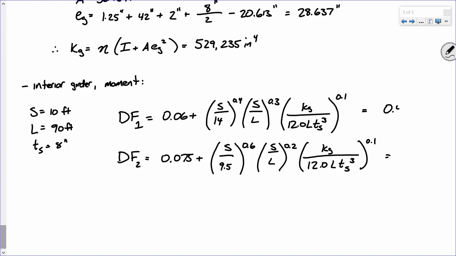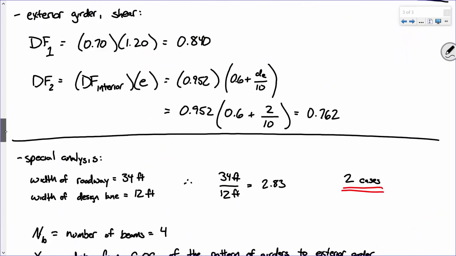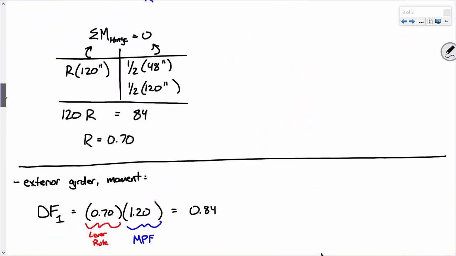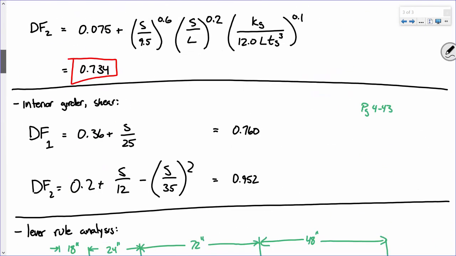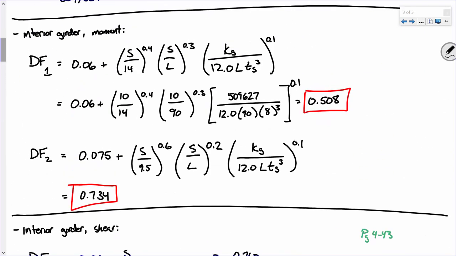.417, and this. Well, hold on. Let me see something. All right, the first one. What do we get for the first one? Okay, we got. Oh goodness. When we did this the first time, we got .508, and the only thing that changed is this number got slightly larger. So the number shouldn't have gone down.